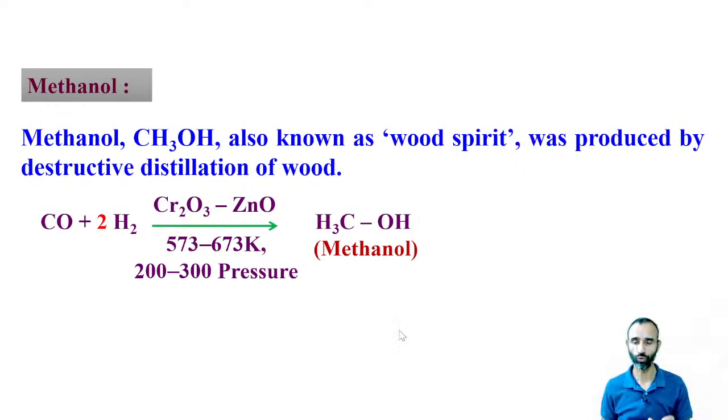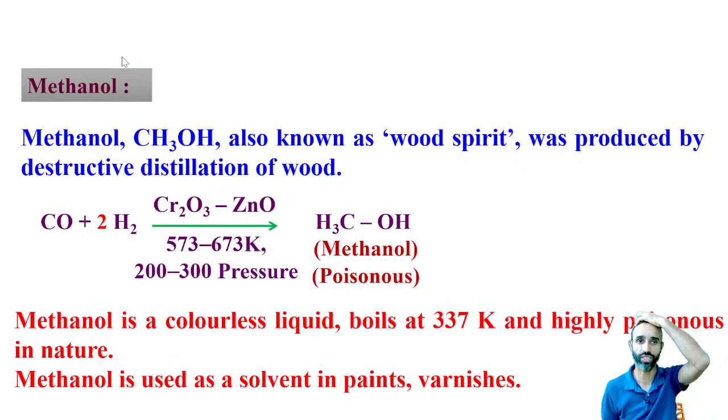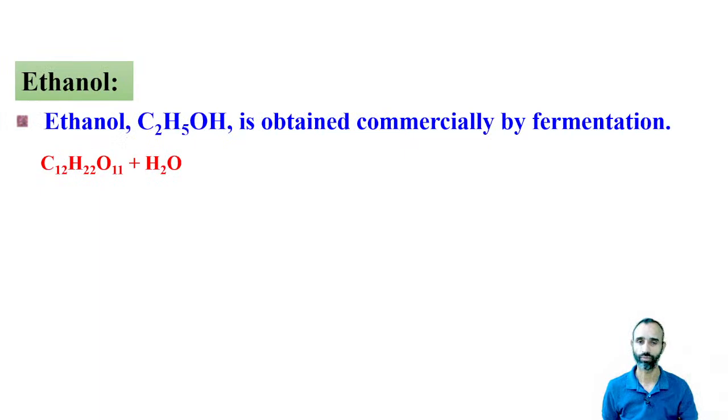And yes, both are fuels. Out of these two, water gas is the better fuel, because in water gas there is CO and H2, both of which are fuels. But in CO and N2, only CO acts as a fuel. That's why water gas is a better fuel than producer gas. Methanol, you know, is poisonous. Ethanol is obtained commercially by fermentation.